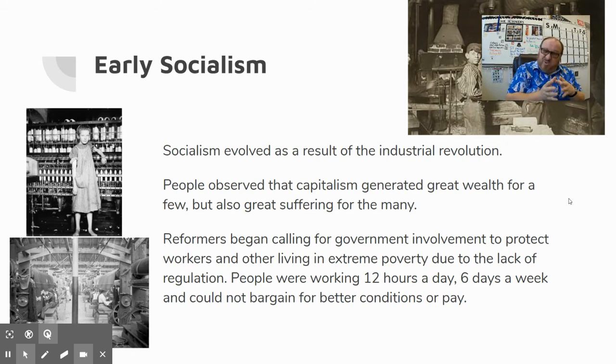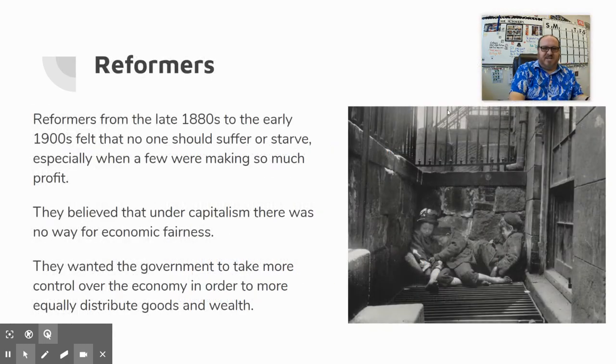People were working 12 hours a day, 6 days a week. You might remember this from your US history classes. And they couldn't bargain for any better conditions or better pay. So, what could they do? Well, they began getting together. They started demanding that the government step in and make regulations.